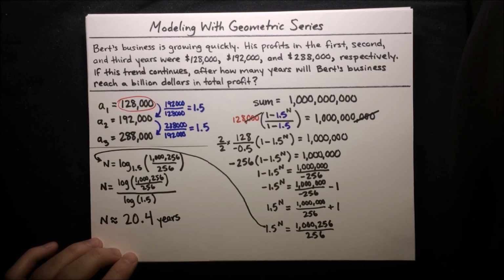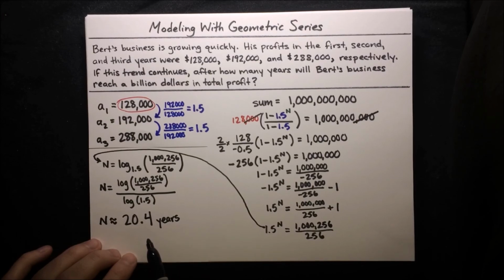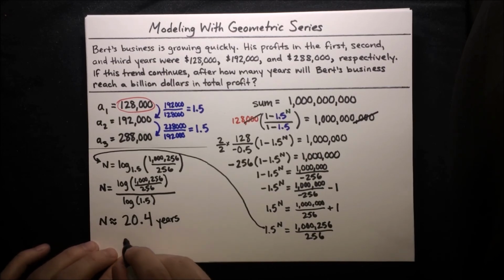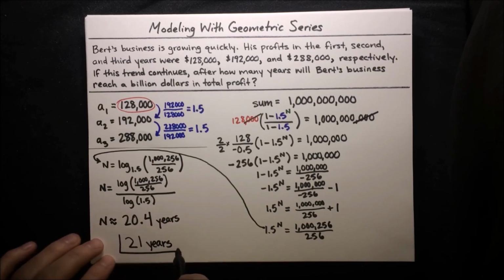Now, because the sequence goes by whole numbers, we have to make a choice between 20 years or 21 years. And if Bert's business reaches $1 billion in total profit at 20.4 years, that means at 20 years they haven't reached that yet. So we'll need to choose 21 years for the number of years until they reach $1 billion in total profit.